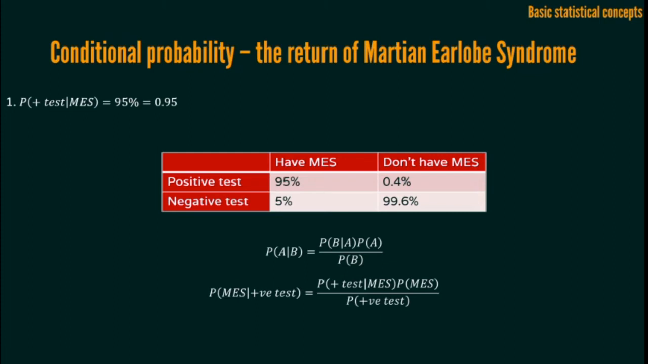That leaves the probability that we get a positive test, this bit at the bottom. That's quite a complicated thing to think of. However, we know that we either have Martian earlobe syndrome or we don't. And we know the chance of getting a positive test if we do have Martian earlobe syndrome. You may also have realised that we know the chance of getting a positive test if we don't have Martian earlobe syndrome. It's 0.4% according to our table. It's here, isn't it? We don't have Martian earlobe syndrome, we've got a positive test. It's 0.4%.